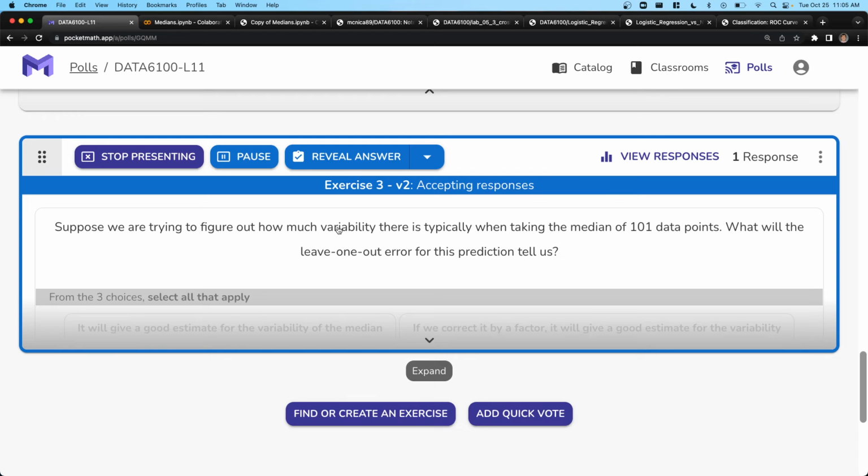What we want to know is if we were to get a new 101 points, right? Imagine we paid people money to sample the 101 points. We're going to do it again. How different is that median going to be from the one we just had? That's really what we want to know.